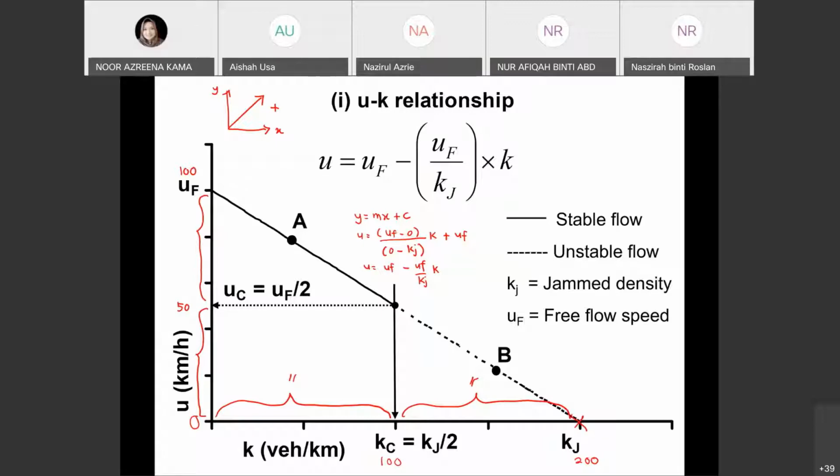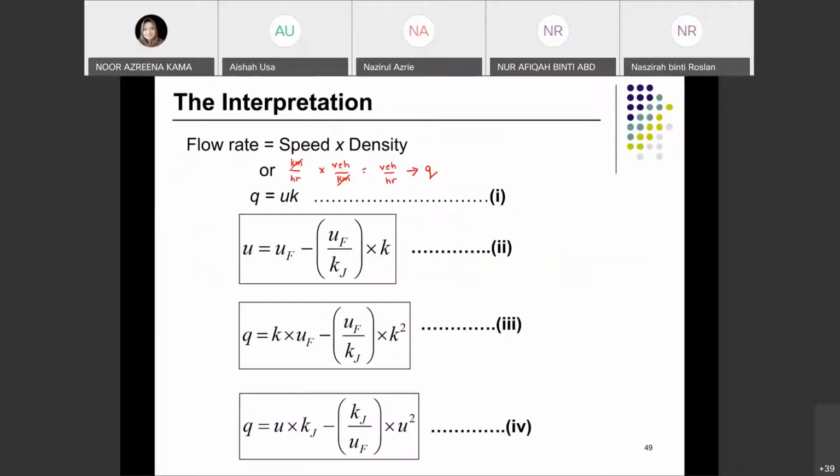Okay, now we move to third relationship between Q and, Q dengan apa ni? Density. Betul, sebab kita ada U juga, kita ada K, tapi the highest degree is K kan, dia ada 2 kat sini. So dia adalah relationship between Q and K. So how to derive or how to get the third equation ni?